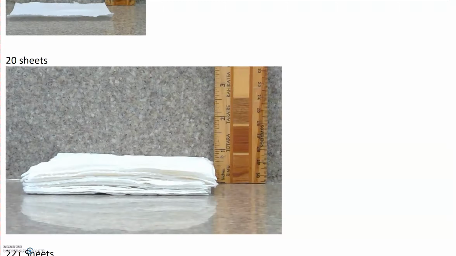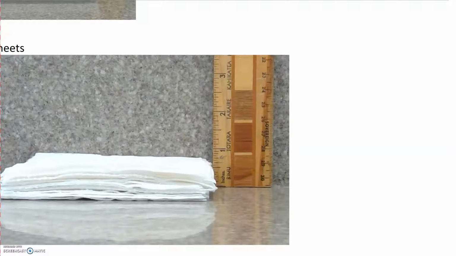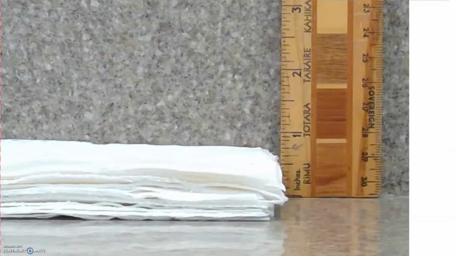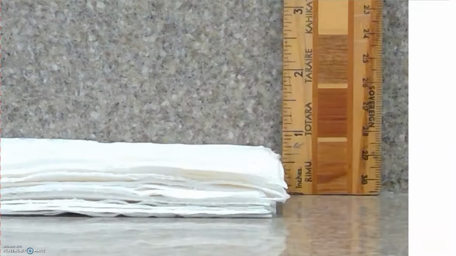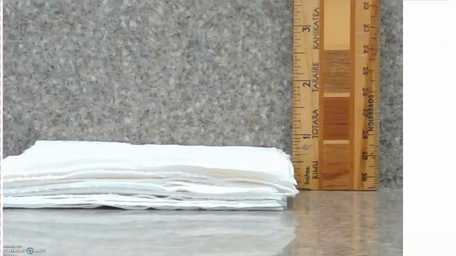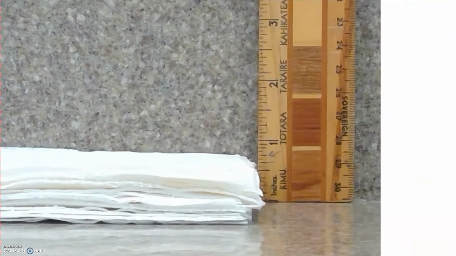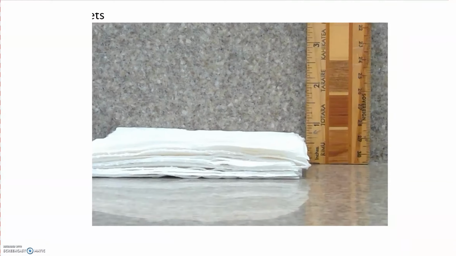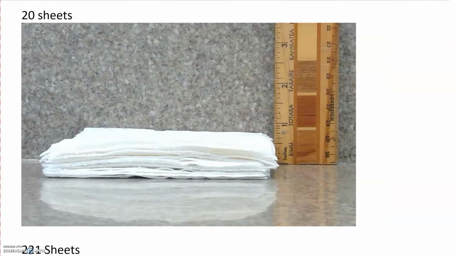Here's 20 sheets. Let me see if I can zoom in on this a little bit. Okay, there's 20 sheets. I drew an arrow on my ruler. That ruler has been around with me for a lot of years. But it looks like 20 sheets is about 3/4 of an inch. But you can challenge me on that. I might have made extra marks on there as I've used it as a kid growing up.